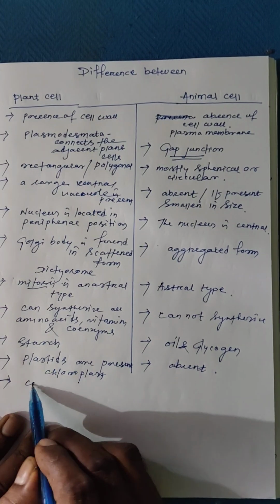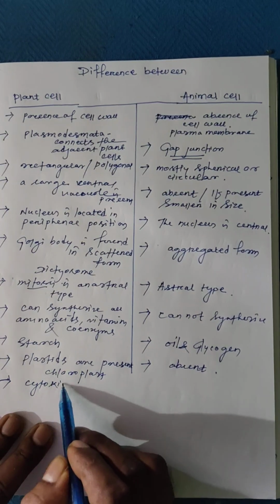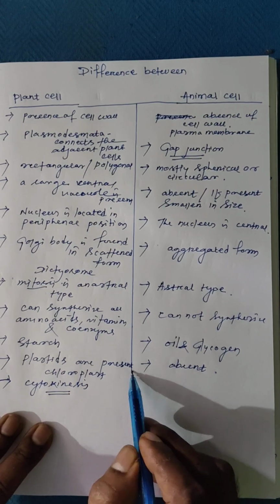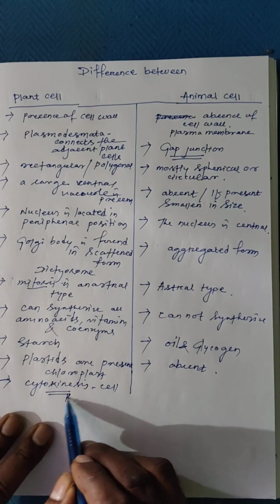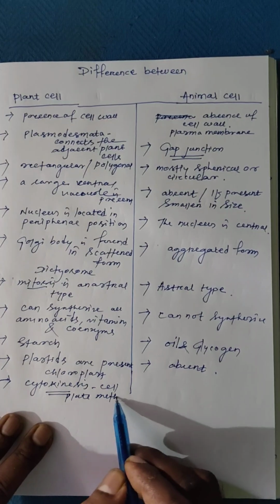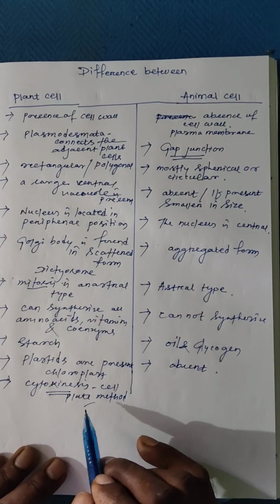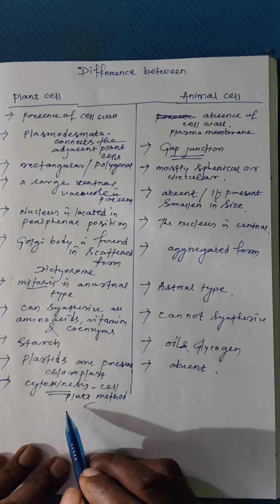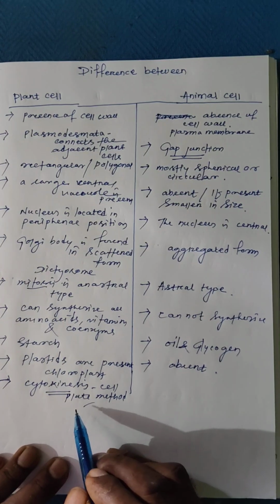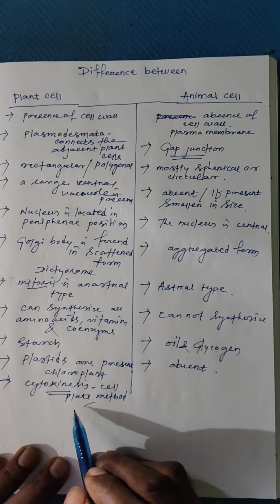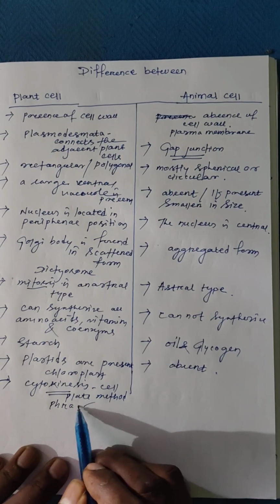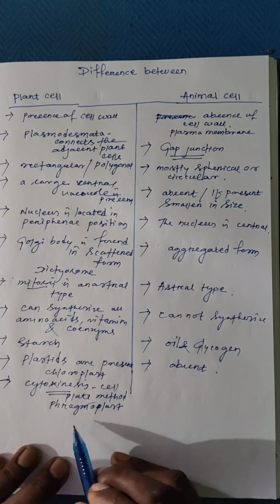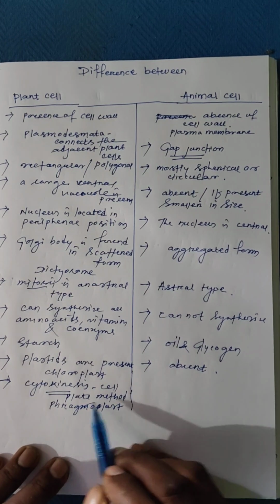The next point is about cytokinesis. After the nuclear division, cytokinesis occurs, and in plant cells this takes place by the cell plate method. Here cytokinesis is facilitated by vesicles arising from the Golgi apparatus, which are laid down in the middle and form the phragmoplast, and this phragmoplast grows centrifugally and forms a cell plate.